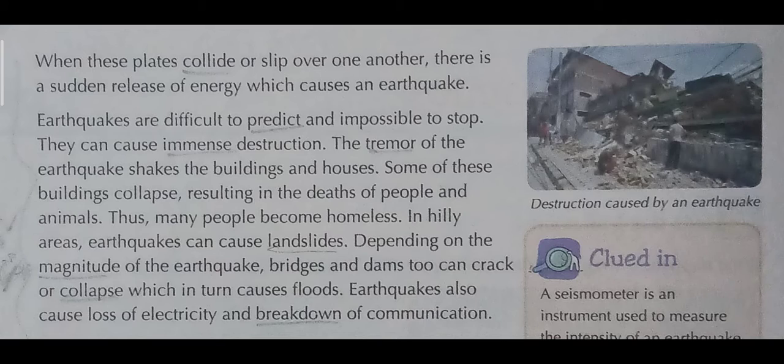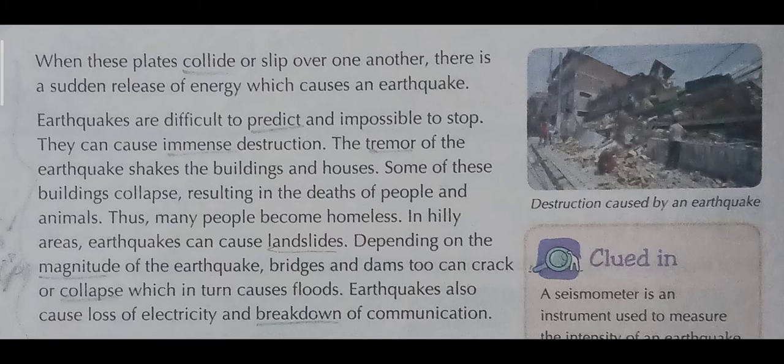As you can see on the right-hand side, it's a picture of destruction caused by an earthquake. Earthquakes are generally difficult to predict and impossible to stop. Because earthquakes are natural disasters, they are impossible to stop as well as to predict. They can cause immense destruction.